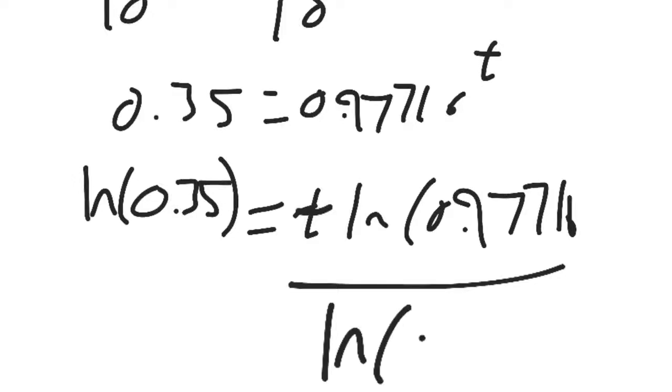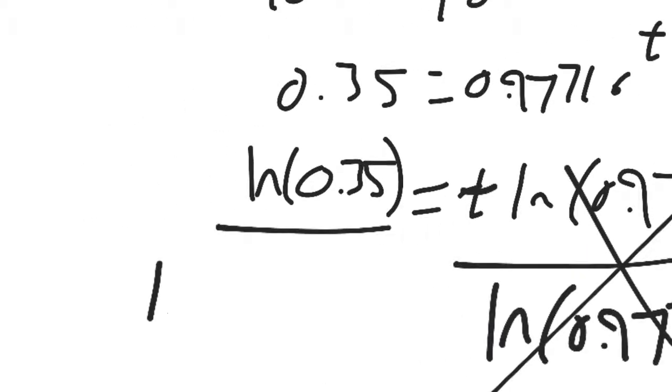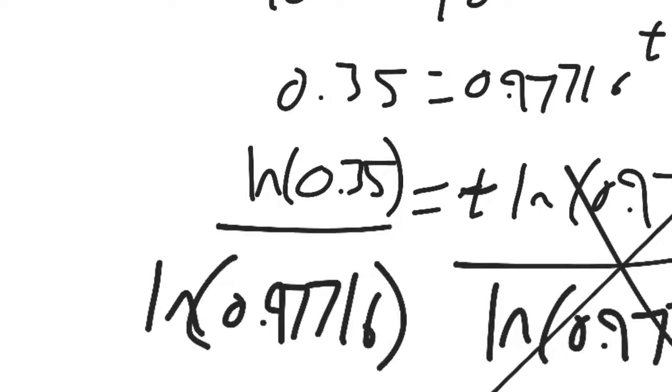So if I divide by natural log 0.97716, that will make it cancel out here. What I do to one side, I have to do to the other. So divide by natural log 0.97716. And when you plug that in your calculator, you've got t by itself. And when you do plug that in your calculator, just to make sure you're doing it right, you should get 45.44 years.